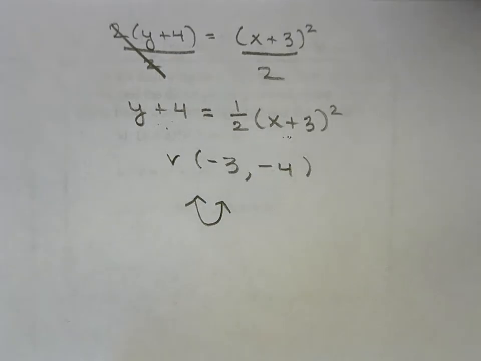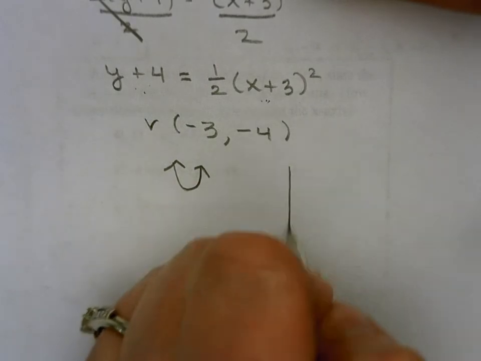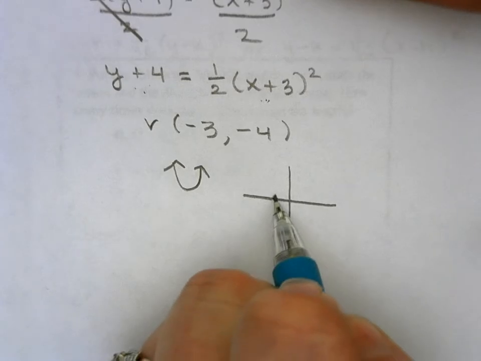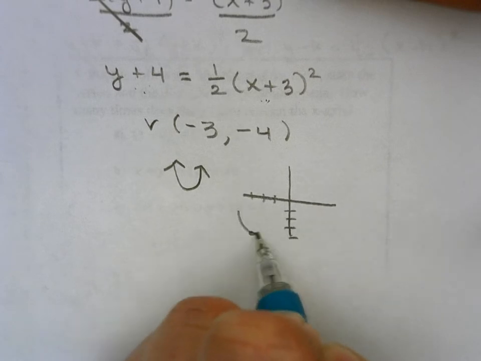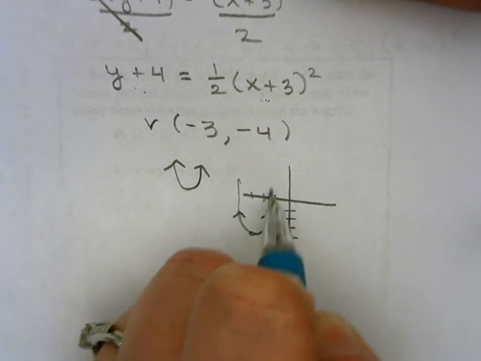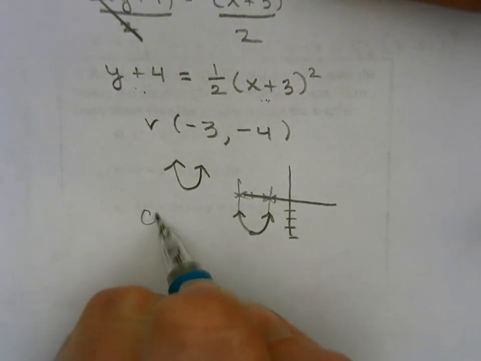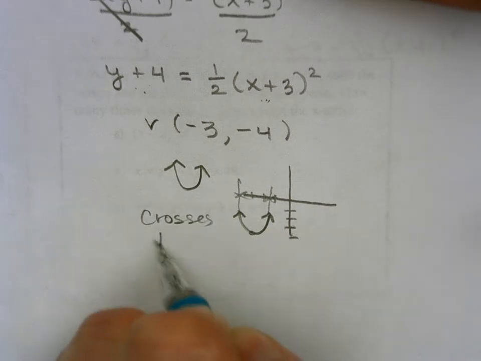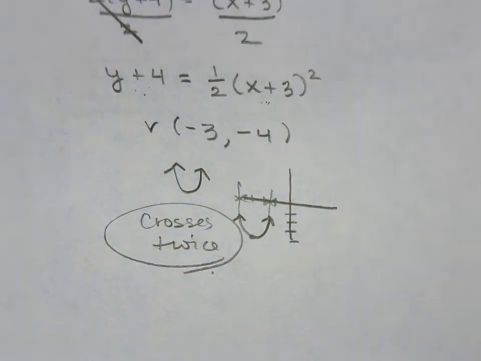And then I want to know how many times it crosses the x-axis. So I'm just going to do a little sketch here just to get an idea. So I'm going to go left 3 and then down 4, so somewhere over here, and it's going to point up. So then if this extends up, it's going to cross twice. So then we cross the x-axis 2 times. Okay, that was part A.